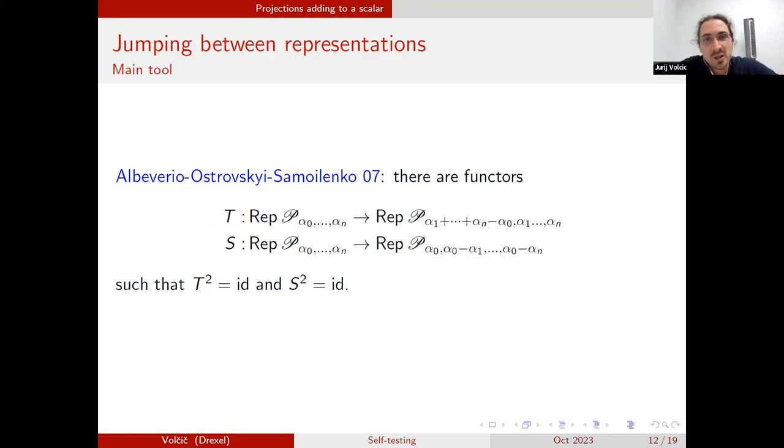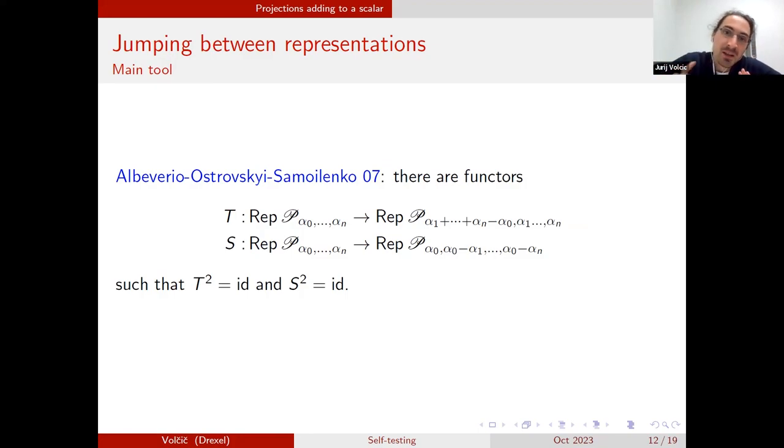Okay, so the main tool that we're gonna get from these mathematicians is the following. I'm calling these things functors. You can just think of maps. So what did they do? They managed to find some maps from tuples of projections that satisfy the linear relation with these coefficients to tuples of projections that satisfy a linear combination with some other coefficients. So they found two maps like this, and these two maps are invertible maps. Actually, they square to identity. If you do one twice, you get back to the same thing.